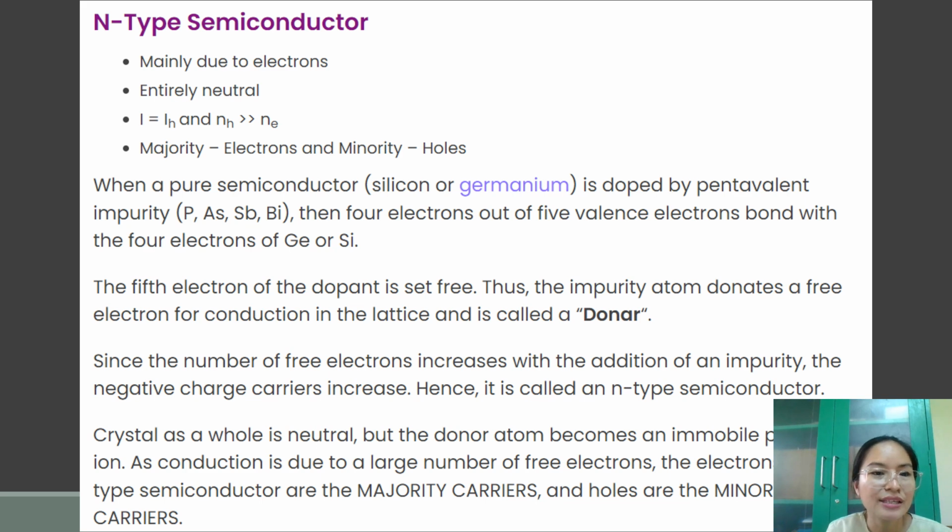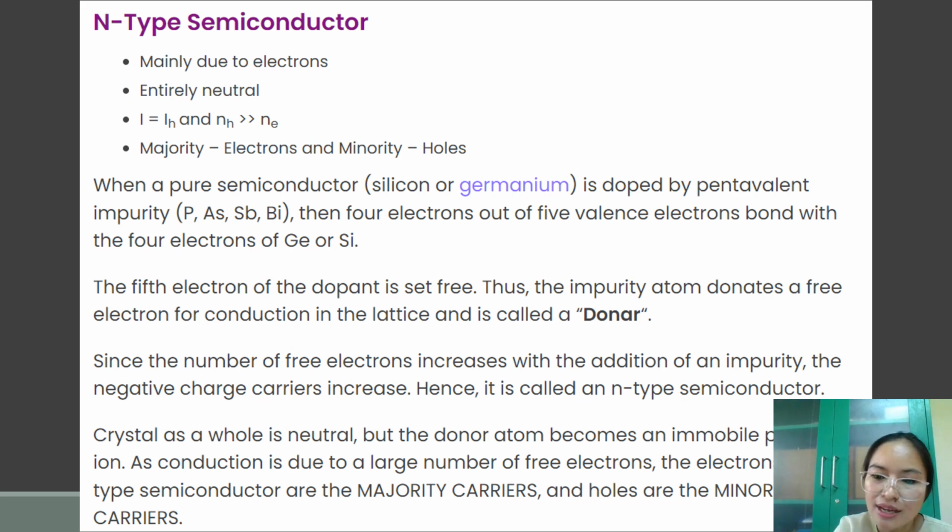Now, the negative type semiconductor. This is when a pure semiconductor like silicon or germanium is doped by a pentavalent impurity like phosphorus, arsenic, and among others. Then, 4 electrons out of 5 valence electrons bond with the 4 electrons. The 5th electron of the dopant is set free. Thus, the impurity atom donates a free electron for conduction in the lattice and is called a donor.